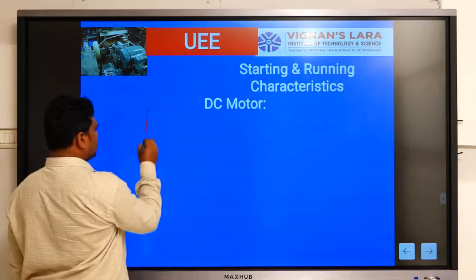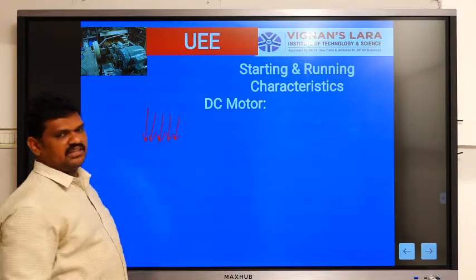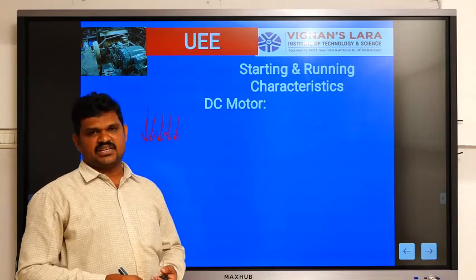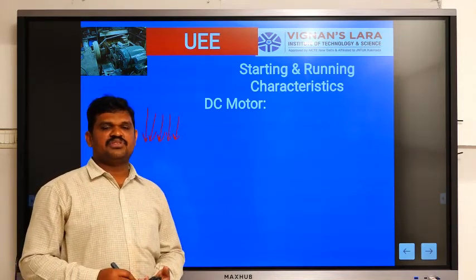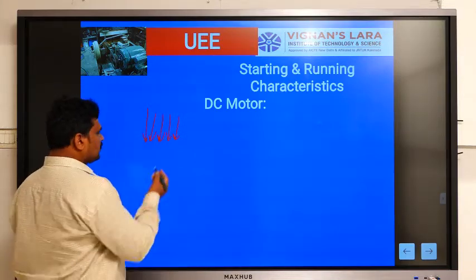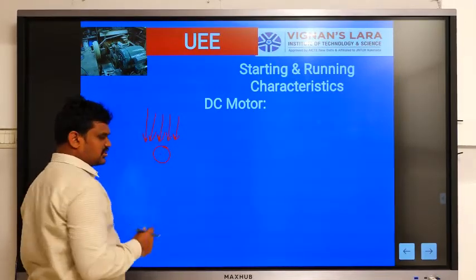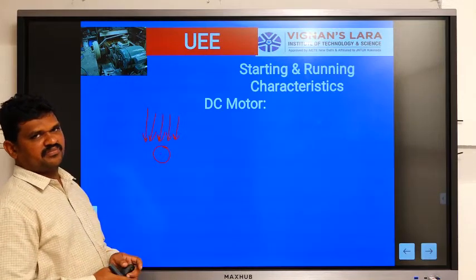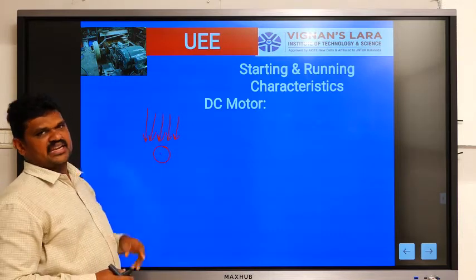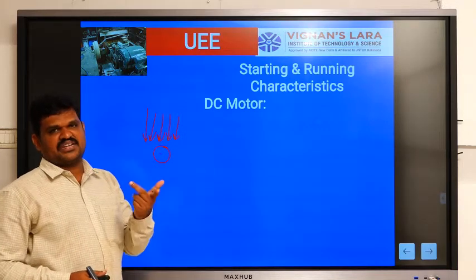Suppose this is the magnetic flux. A simple DC motor works based on Ampere's law. When a current carrying conductor is placed in a magnetic field, it experiences a mechanical force. That force direction is decided by Fleming's left hand rule. Suppose this is the magnetic flux direction, this is the conductor, and let us assume the current is toward the observer.